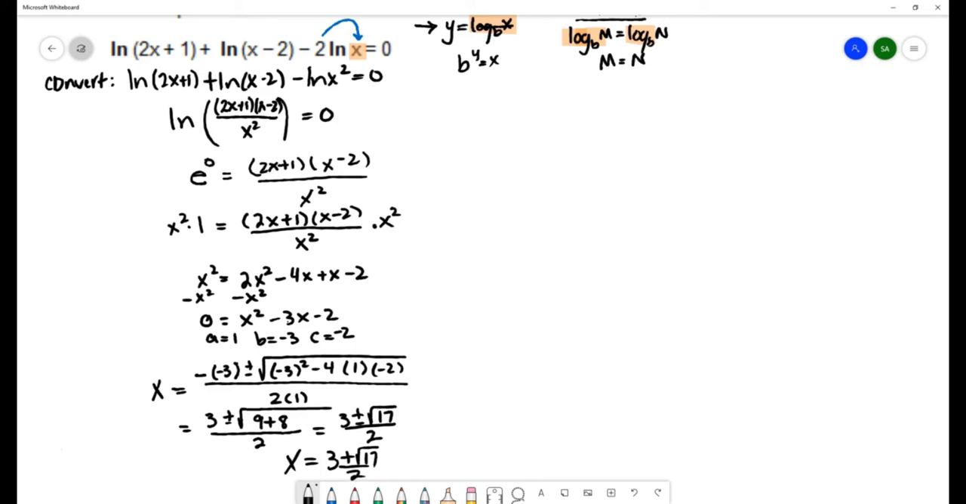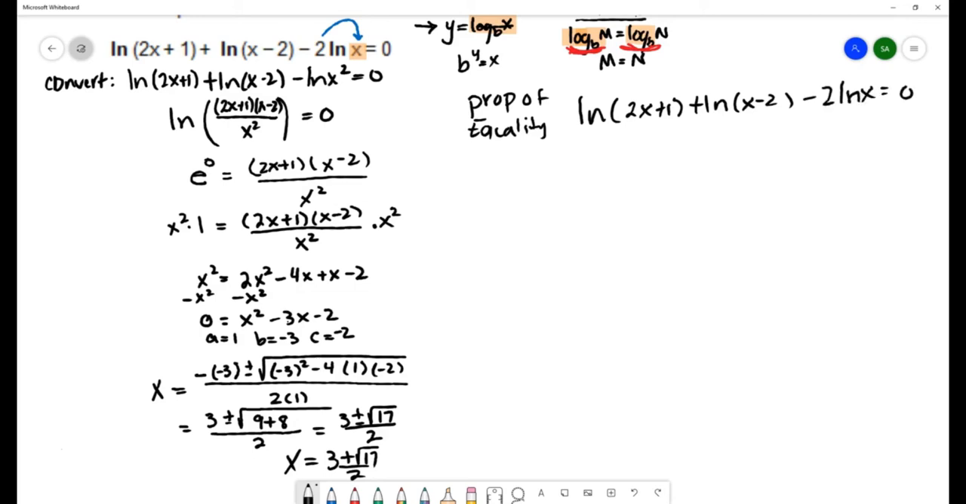So I showed you this example with the method of converting, but I want to show you that you can also do this with the property of equality. So just as a reminder, the property of equality requires us to have a log on the left and a log on the right. So let's rewrite my equation. Natural log of 2x plus 1 plus natural log of x minus 2 minus 2 natural log x equals 0.